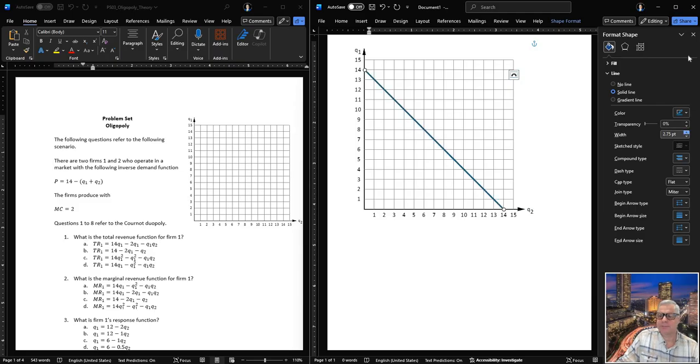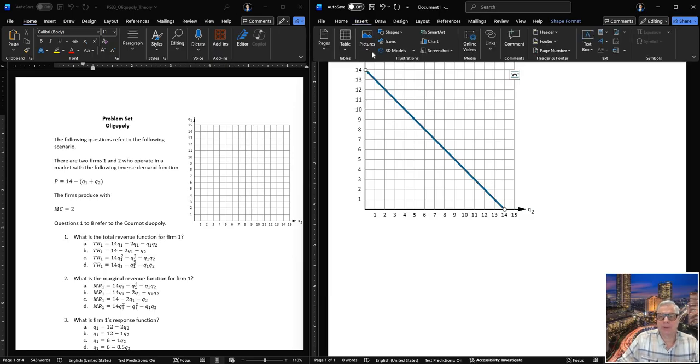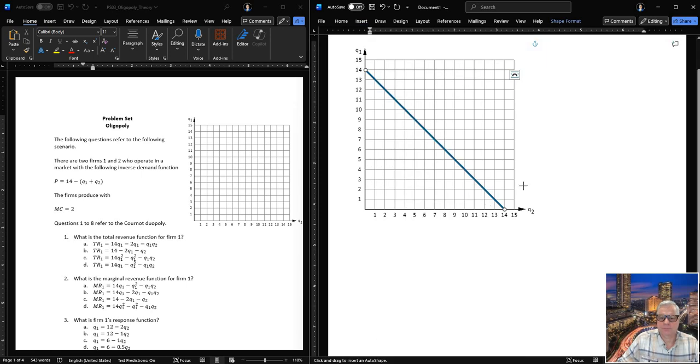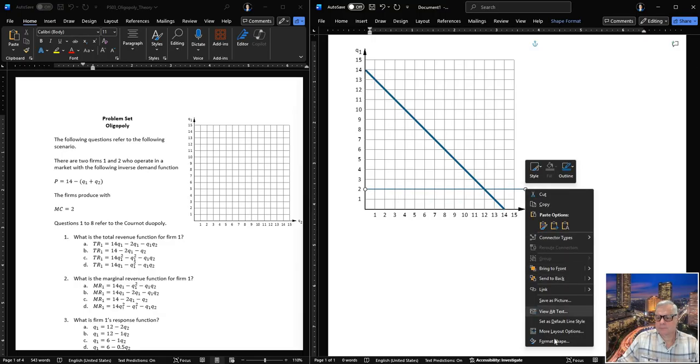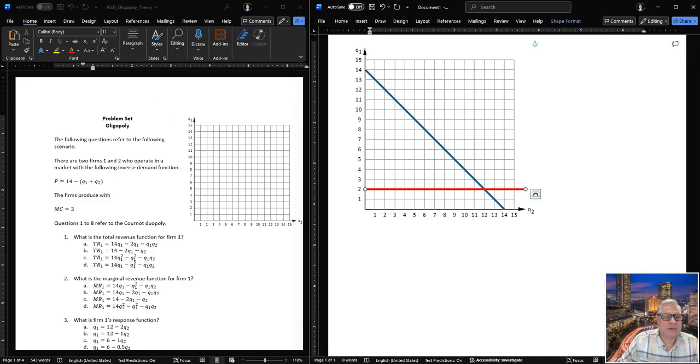Let's make it a little bit bigger. Okay, and we have a marginal cost function this time, which is 2. So let's add that as well, maybe in a different color, maybe red. Okay, so now let's see.